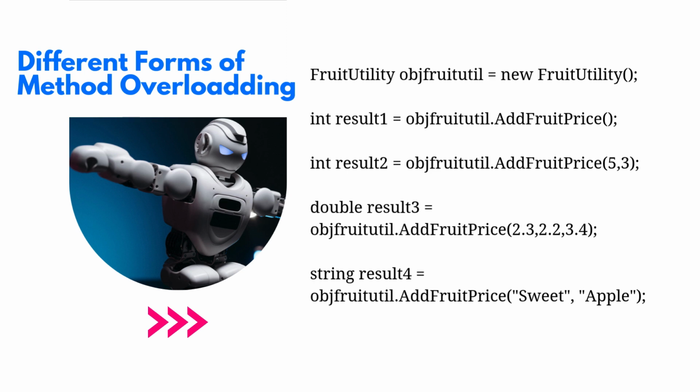Here, an object of the fruit utility class is created to access its methods. Each call to addFruitPrice invokes a different overloaded method based on the arguments passed. The method without parameters returns a default value, while others calculate or combine values. This shows how method overloading allows the same method name to work with different inputs.